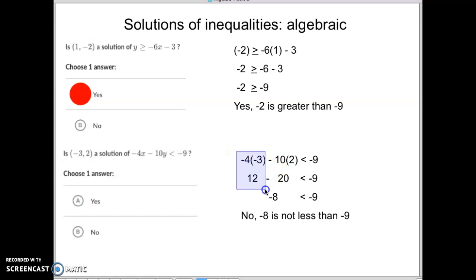-4 times -3 is +12. -10 times +2 is -20. 12 minus 20 is -8. So is -8 less than -9, or is -8 colder than -9? No, it's not. -8 is actually greater than -9. So this one would be a no answer.